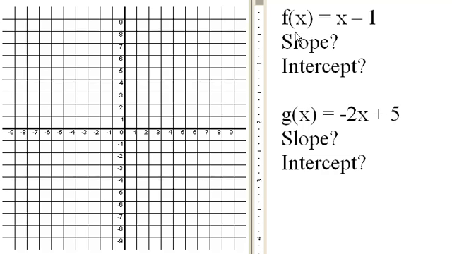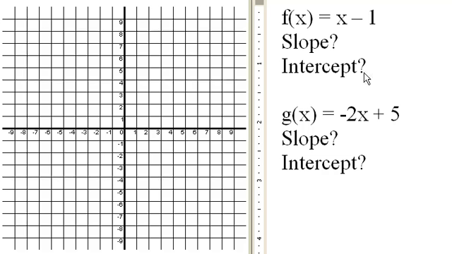So here I'm given f of x equals x minus 1 and g of x equals negative 2x plus 5. And I want to graph those so that I can see where the lines cross, because I know where the lines cross is the solution to the system. It's a point that's on both lines. It's a point that makes both equations true, and we know that that is what we mean when we talk about systems of equations and the solution to the system of equations.